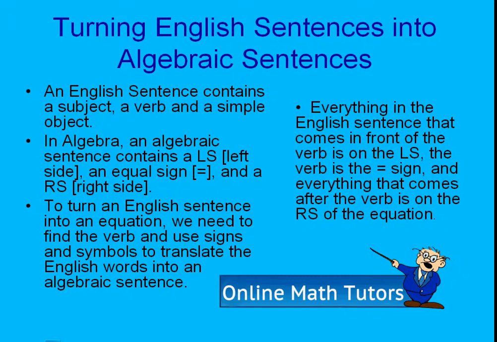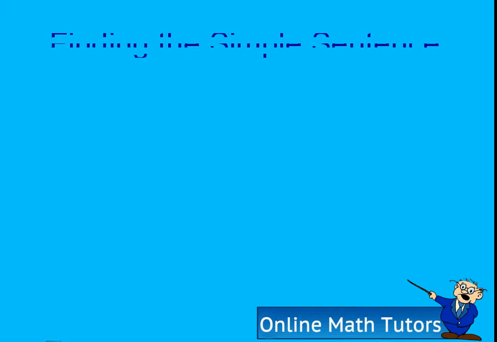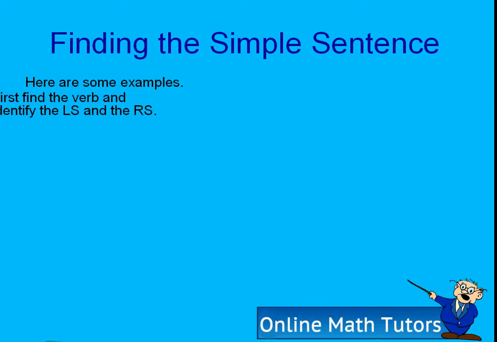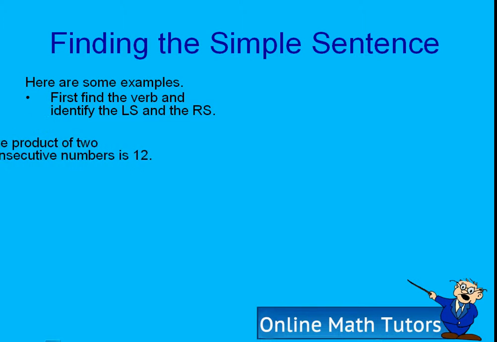Everything in the English sentence that comes in front of the verb is on the left side. The verb is the equal sign, and everything that comes after the verb is on the right side of the equation. We know that left side equals right side. Here are some examples. First, we have to find the verb and then identify the left side and the right side.